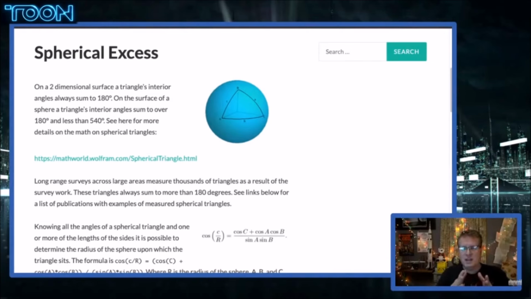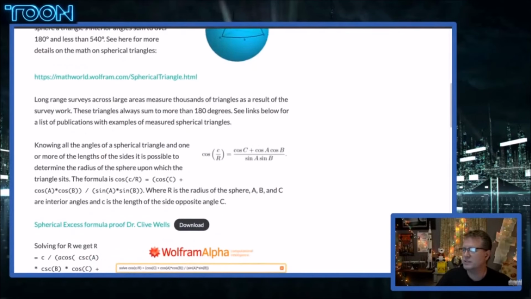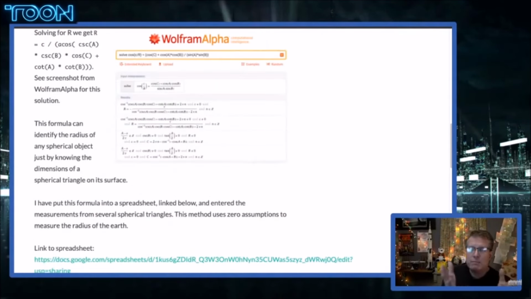If we're on a two-dimensional surface, the sum of the internal angles must be 180 degrees. If we're on a non-flat surface, then the angles are going to be more than 180 degrees. That's just how it works on the surface of an object that is not flat. You can measure these triangles. It's part of these long distance surveys, and they have the actual triangles listed in them.